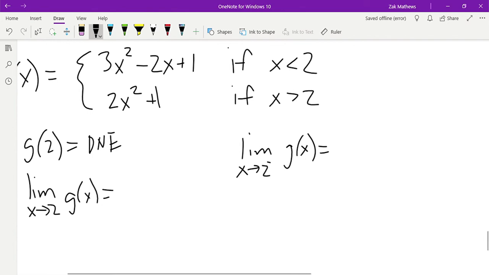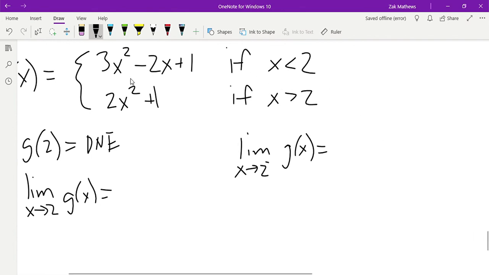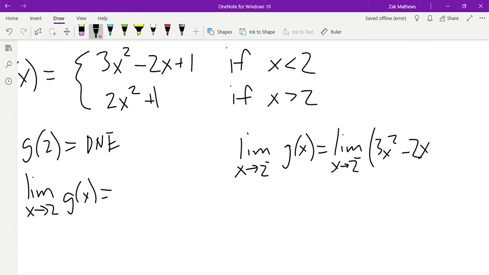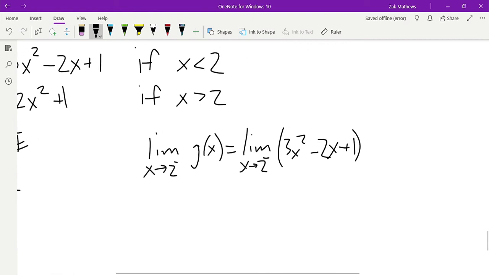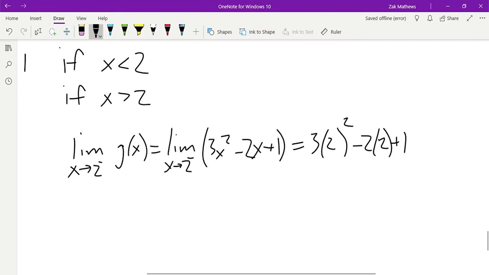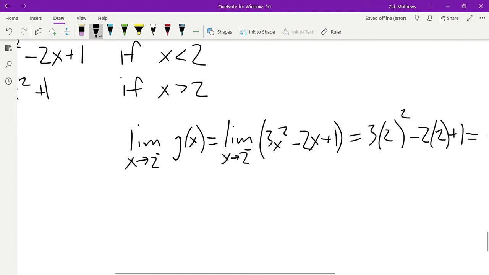And so if we're coming at 2 from the left, that would mean we're using the less than equation. So we'd have the limit as x approaches 2 from the left of 3x squared minus 2x plus 1. And because it is just a polynomial, we can plug right in, so we'll have 3 times 2 squared minus 2 times 2 plus 1. So this would give me 12, minus 4 would be 8, plus 1, that would give me 9. So we can find the one-side limit. As long as the function exists in that area, we generally can.